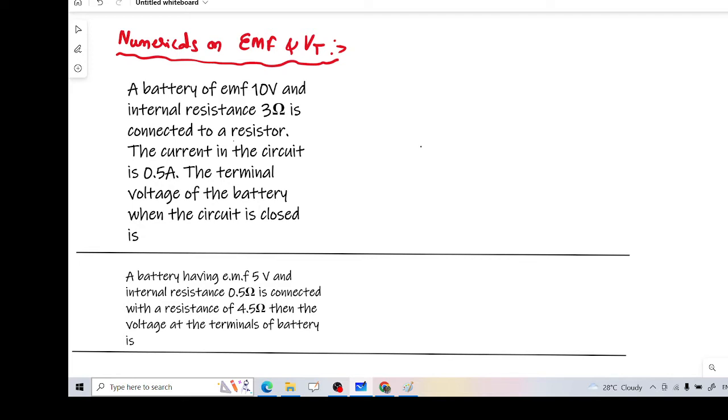Related to that, we are now solving some problems. In the first problem, they have given a battery whose EMF is 10 volt and internal resistance, that is small r, is 3 ohm, and it is connected to a resistor. The current I flowing through the circuit is 0.5 ampere, and they have asked us to find the terminal voltage VT of the battery when the circuit is closed.